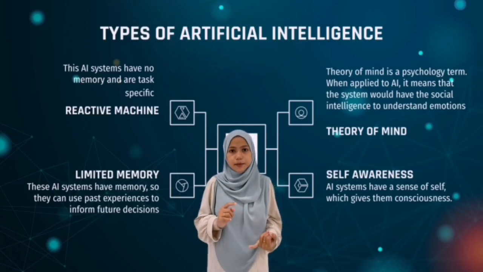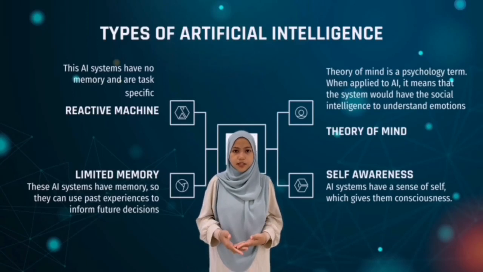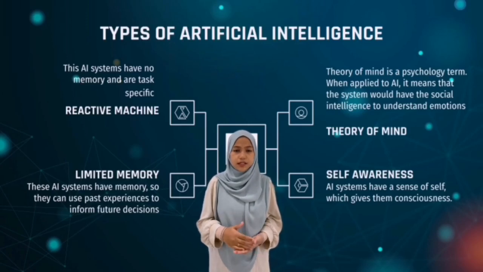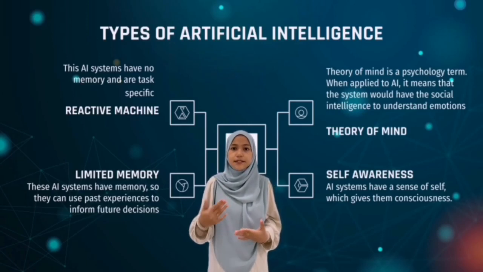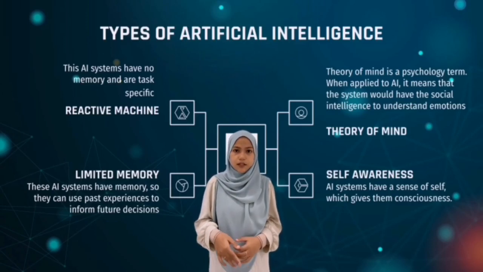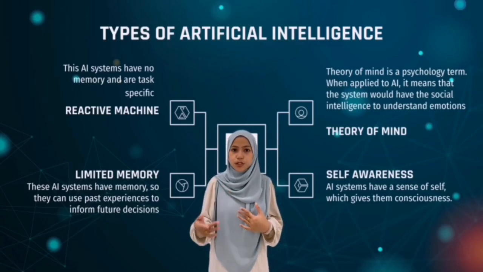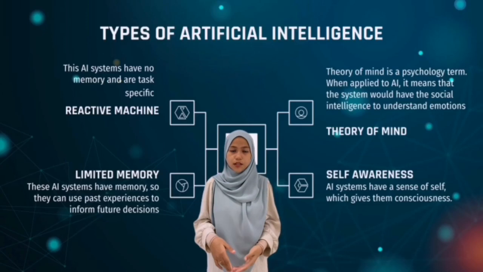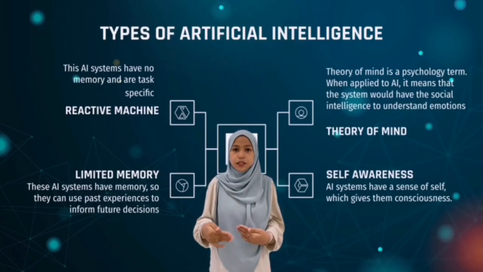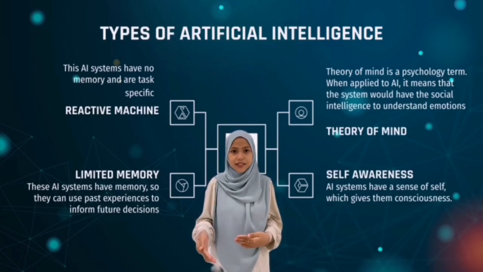The second type is limited memory. This AI system has memory, so it can use past experience to inform future decisions. Some of the decision-making functions in self-driving cars are designed this way. Next is theory of mind. Theory of mind is a psychology term. When applied to AI, it means that the system would have the social intelligence to understand emotion. This type of AI will be able to infer human intention and predict behavior. This has not yet been fully developed, but rigorous research is happening in this area.